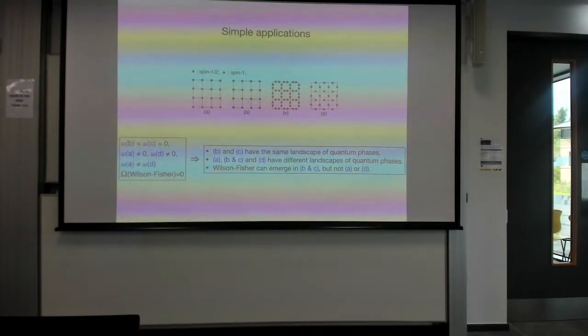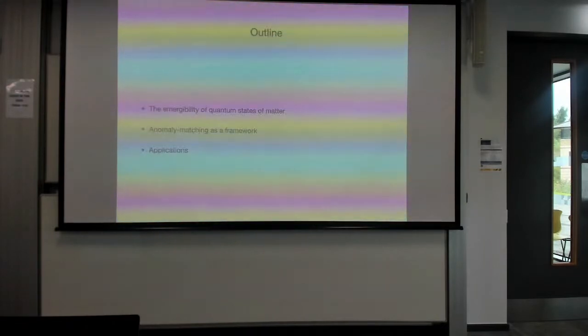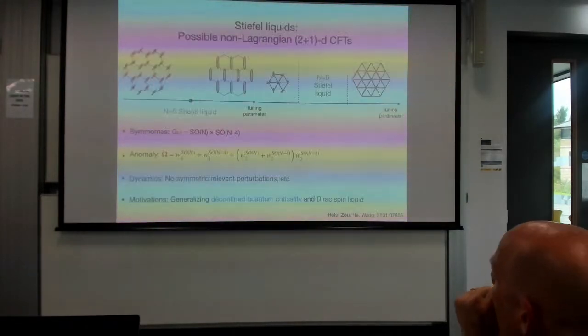So, okay. There's the scalars, no fermions. Or from the other perspective, anomaly is obstruction to having a trivial gapped ground state with gapped coupling, so you can have an anomaly. Okay, now let me show more interesting applications.